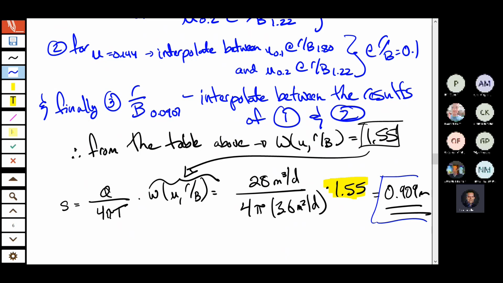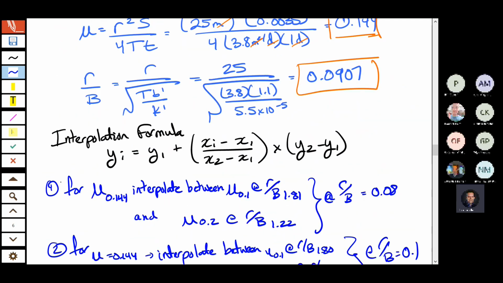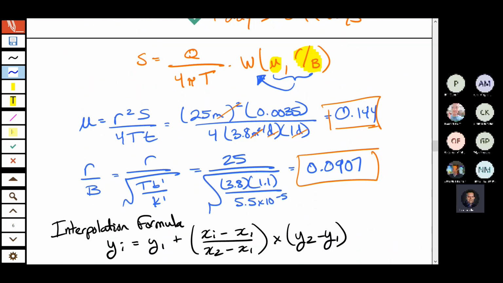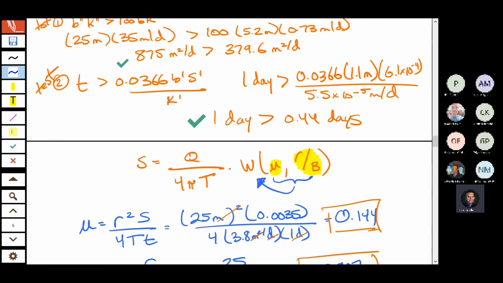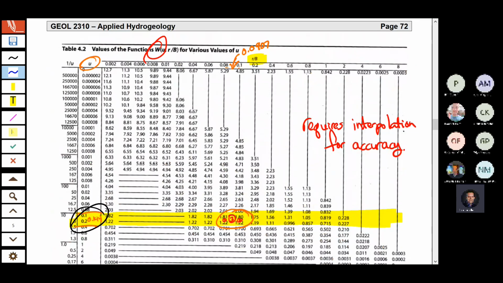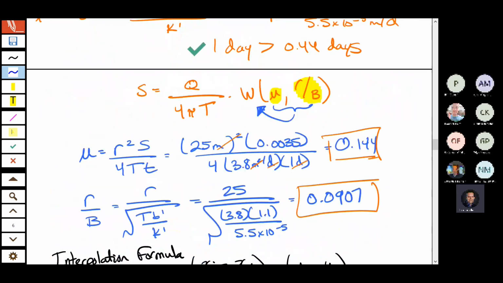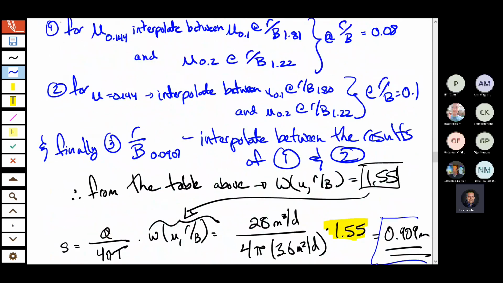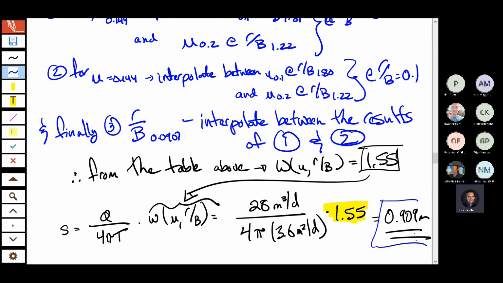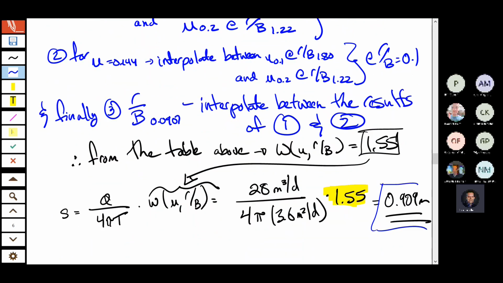2 equations in the second step, and then calculating U, calculating R over B, so we could go back and find where we need to be within our data table, doing that triple interpolation in order to get our well function and nesting that back into the formula. So that's kind of how it goes. Just have to honor the process.